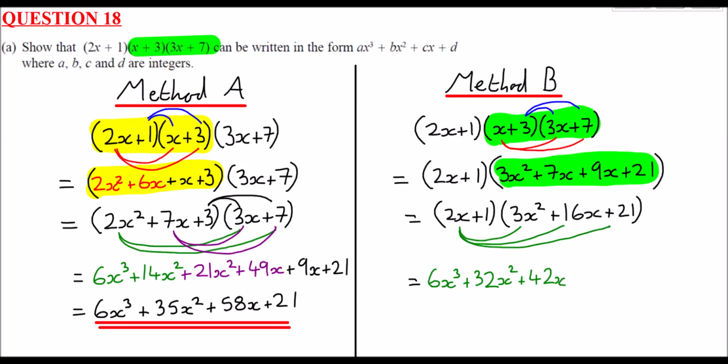And finally, multiply 1 by all of these terms. So multiplying everything by 1 just keeps everything as it is. So we just get 3x squared plus 16x plus 21. And again, if we simplify all this down, 6x cubed, that's the only x cubed term we have. The x squared terms, 32 of them here, plus 3 here, that gives us 35x squared.